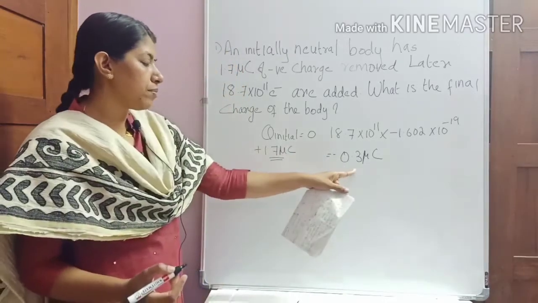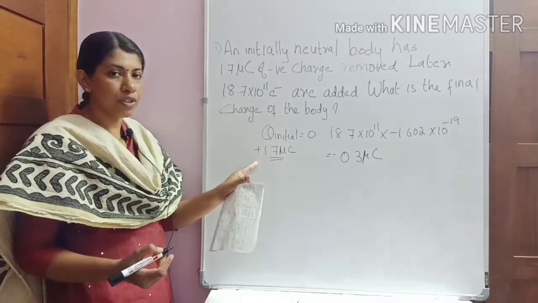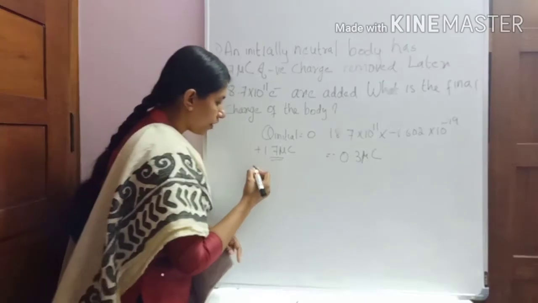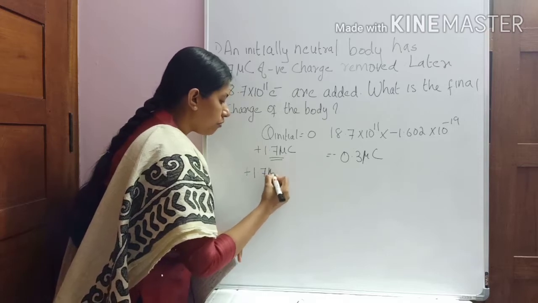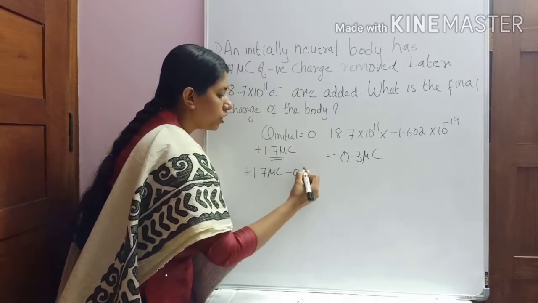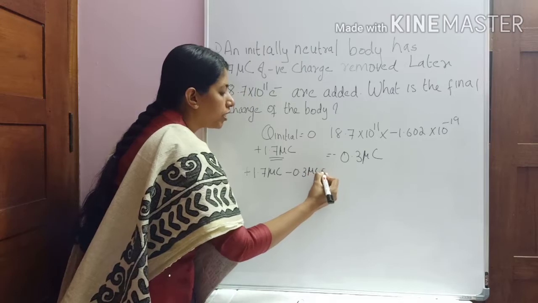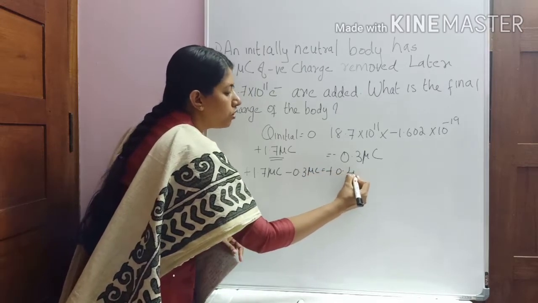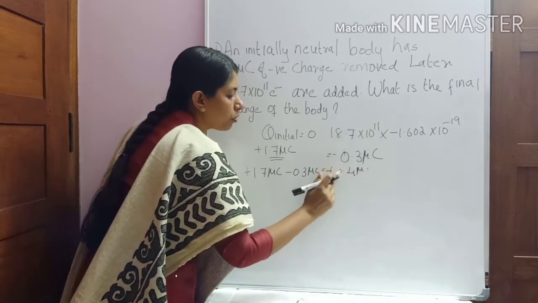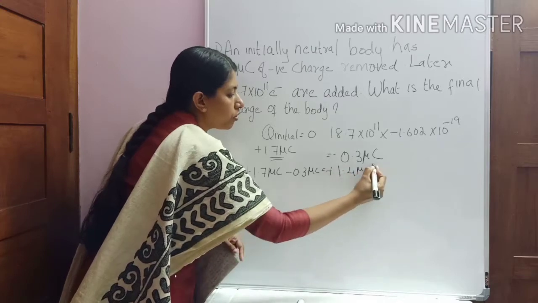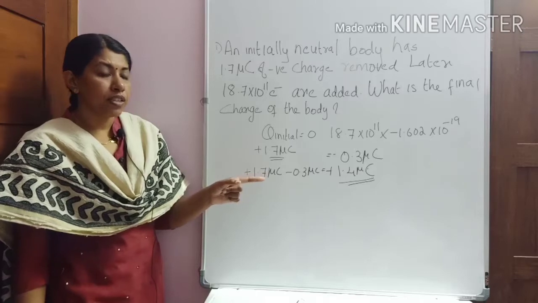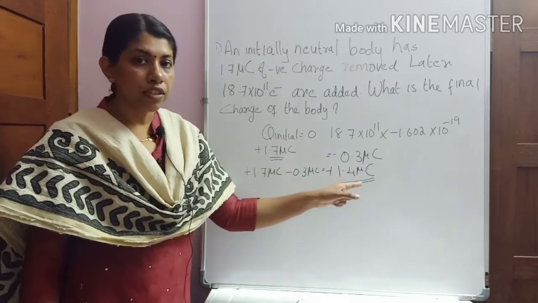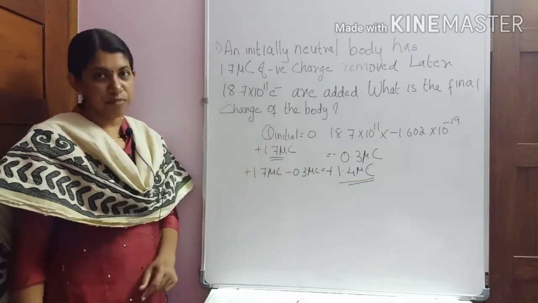Now this minus 0.3 microcoulomb is added to this charge. So what will we have? 1.7 microcoulomb minus 0.3 microcoulomb, and it will be plus 1.4 microcoulomb. If you are writing for the semester examination, make sure that you write the unit also, otherwise you will lose the mark there.